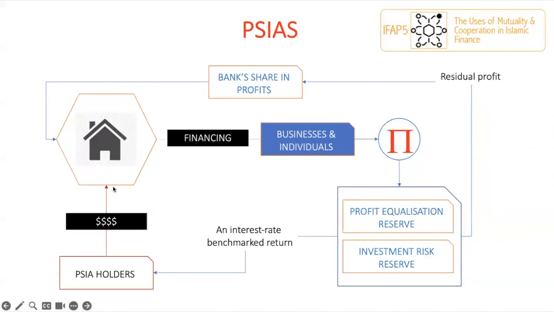So yes, the name is there, profit sharing investment accounts. However, the account holders end up receiving something which is very similar in amount to what saving account holders with conventional banks in the market are otherwise receiving. So it's not the practice of profit sharing investment accounts. It's not a very good example of mutuality and cooperation, because the banks come up with this phenomenon, which is Sharia compliant. But the introduction of profit equalization reserve and investment risk reserve dampens the mutuality and cooperativeness of profit sharing investment accounts.